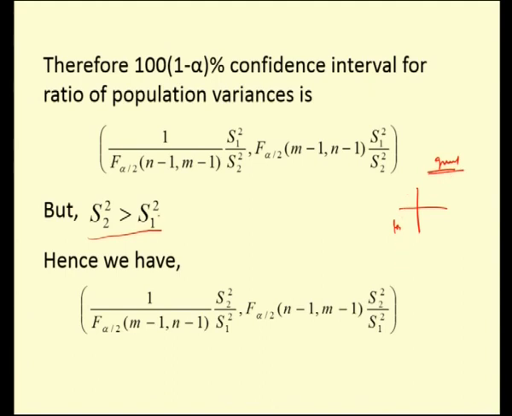Hence, it is important to check whether S2 squared is greater than S1 squared or S1 squared is greater than S2 squared. In this particular problem, S2 squared is greater than S1 squared. Therefore, using that condition in this formula, the corresponding degrees of freedom also get interchanged. So you will have m minus 1, n minus 1, S2 squared by S1 squared, and F alpha by 2, n minus 1, m minus 1, S2 squared by S1 squared.